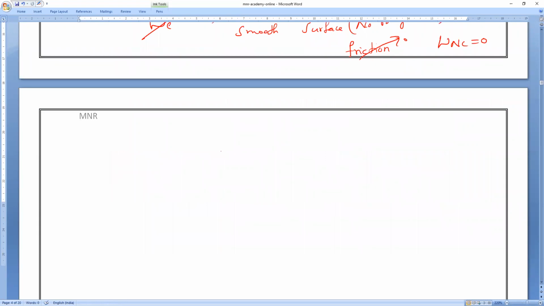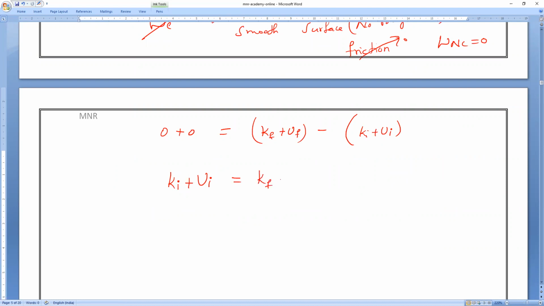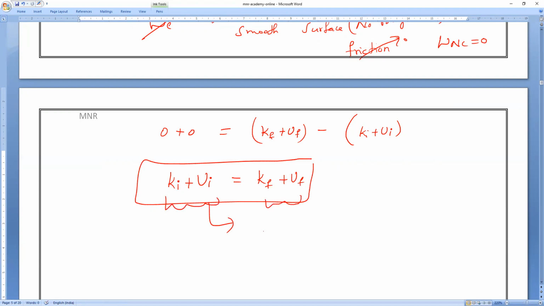So the equation will be modified into 0 plus 0 is equal to final kinetic energy plus final potential energy minus initial kinetic energy plus initial potential energy. This minus will come to this side. It will become plus. So initial kinetic energy plus potential energy is equal to final kinetic energy plus final potential energy. Therefore, initial energy is equal to final energy. So energy is conserved or not? Yes, energy is conserved.